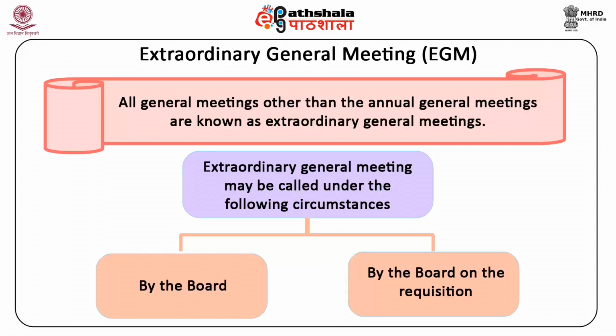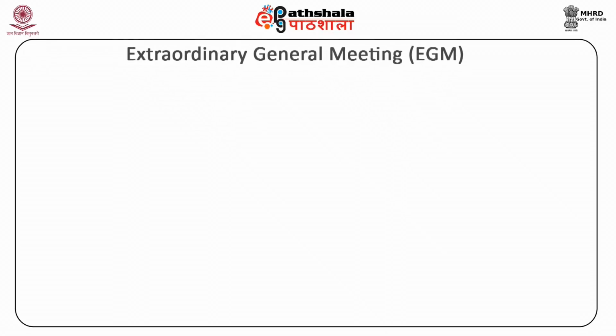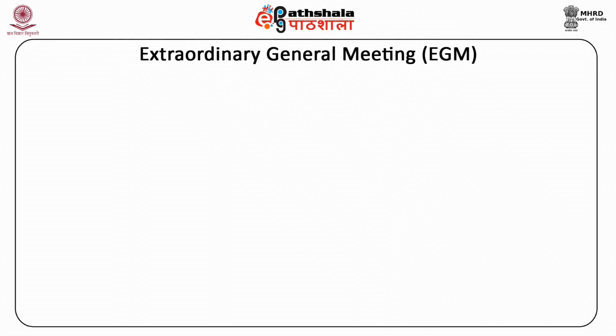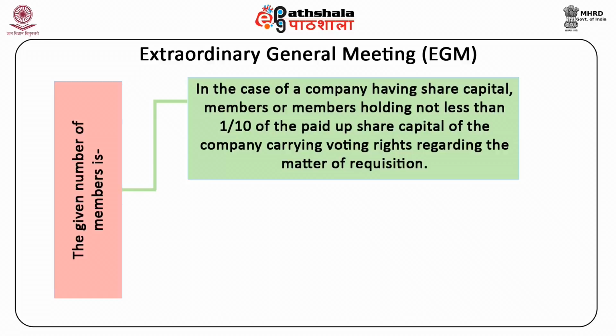By the board on the requisition. The board of directors may also call an extraordinary general meeting on the requisition of a given number of members. The given number of members is: A. In the case of a company having share capital, members holding not less than 1/10 of the paid up share capital of the company carrying voting rights regarding the matter of the requisition.